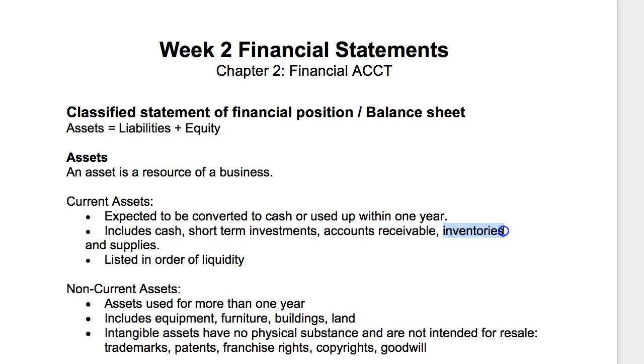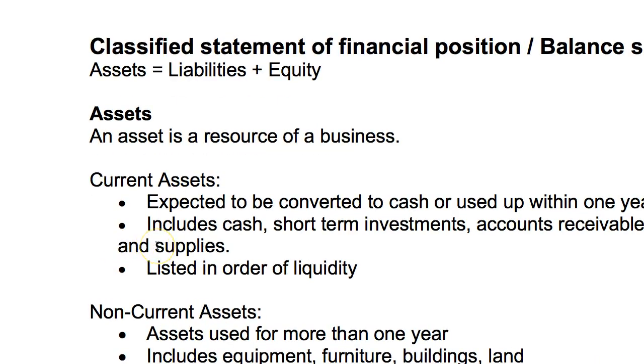We have inventories. When you walk into any shop, all the products that are for sale, these are the inventories of the business. Inventories are what the business buys to sell to their customers. So when a business buys inventory, how long does it take them to sell it? Would it take 4 years or 5 years? Hopefully not. They're hoping to sell the inventory as soon as possible because that's how they're going to make some profits. And then we have supplies.